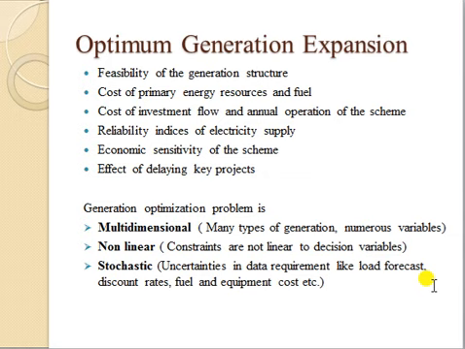Now the third thing, again adding complexity to it, is that it's stochastic. Now what is stochastic? Stochastic is related with randomness. So there are uncertainties in data requirements. Like, as we have discussed in the structure of power system planning, we require load forecast data. So what's going to be the load? Very uncertain, always fluctuating. Like discount rates, they are changing as per the economic situation of the country, the overall economic flow in the country or in the system. Then what's going to be your fuel and equipment cost? So those are stochastic things. So please understand and fix in your mind, this generation optimization problem is a multidimensional problem, which is a non-linear problem. It's a stochastic problem.